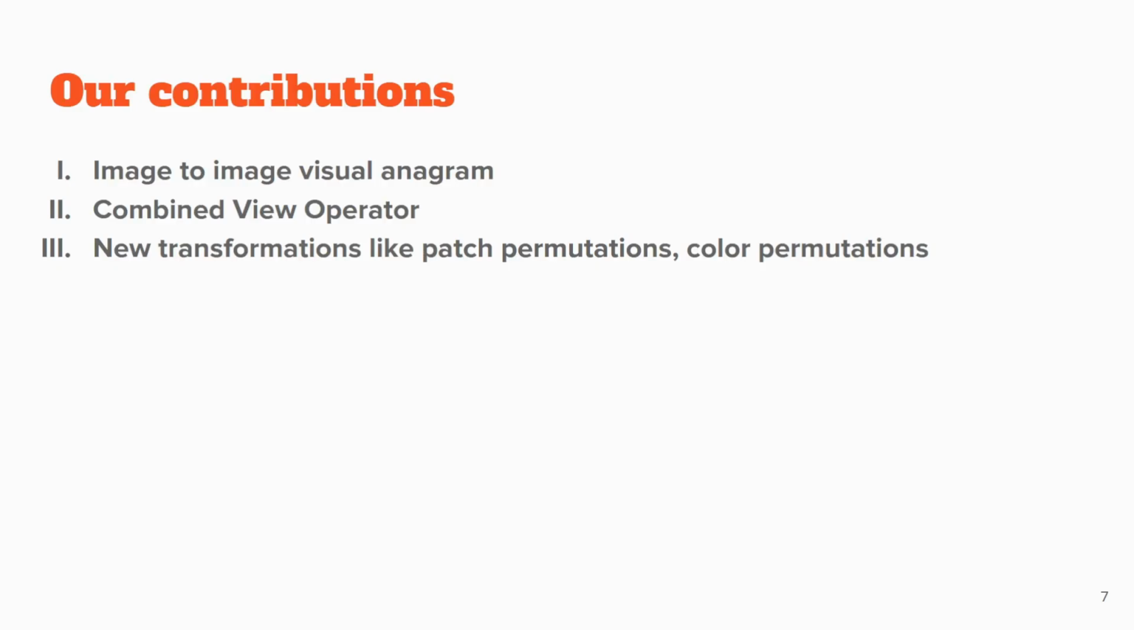Our second key contribution is the combined view operator. The combined view operator enables multiple compatible transformations such as rotation and color permutation, rotation and negation, which will be further explained by my co-author Nishant. The combined view operator significantly expands the transformation space and improves the generation flexibility. We introduce new transformations like patch permutation, color permutations, etc. This helps to produce much clearer and different visual anagrams.